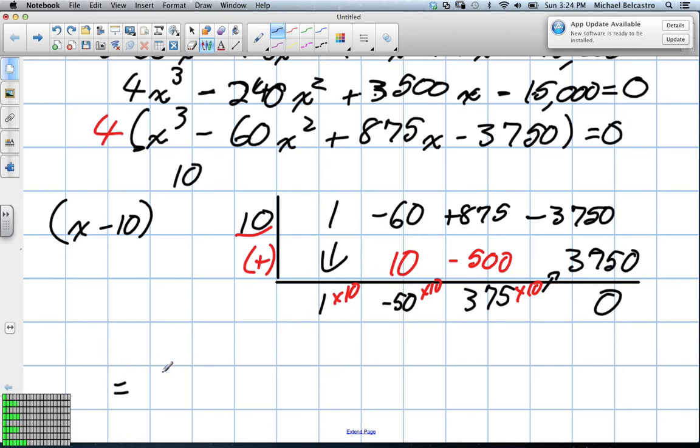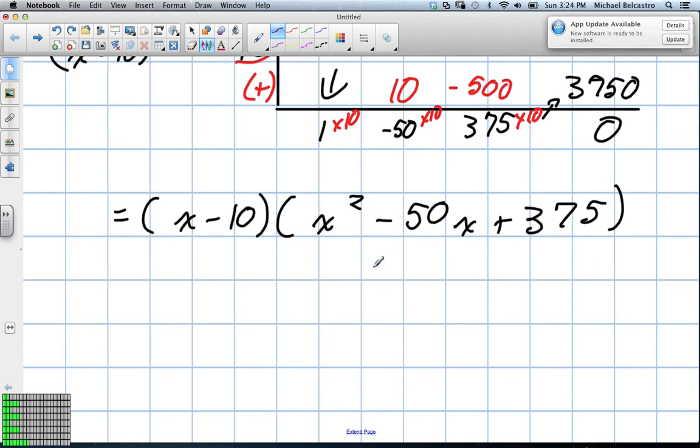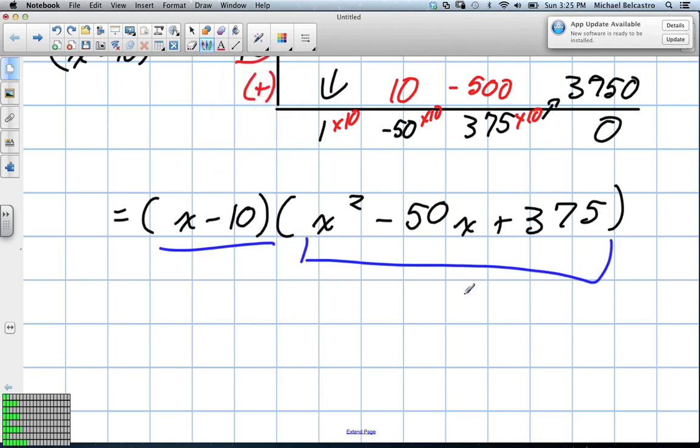Let's write what this polynomial kind of looks like now. We've taken our factor out of x minus 10. And the rest of the polynomial reads x squared minus 50x plus 375. Okay, now we've written the polynomial like this. This is one of the factors, but there's other options too. Okay, we might need to factor that.